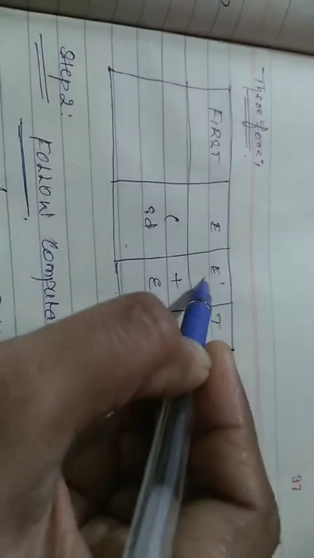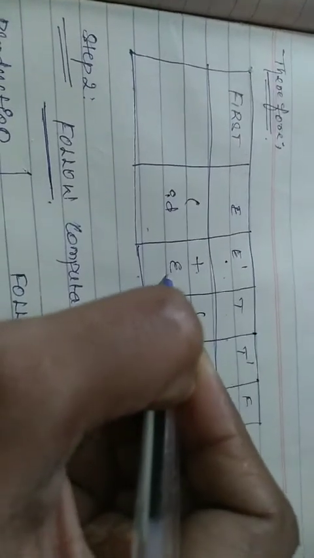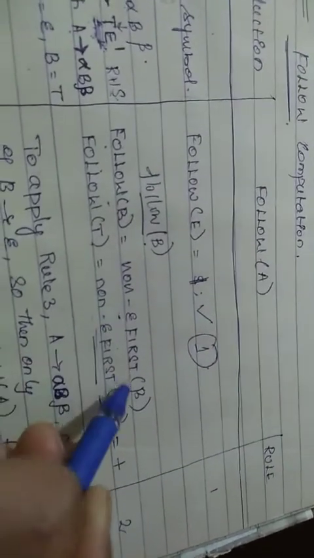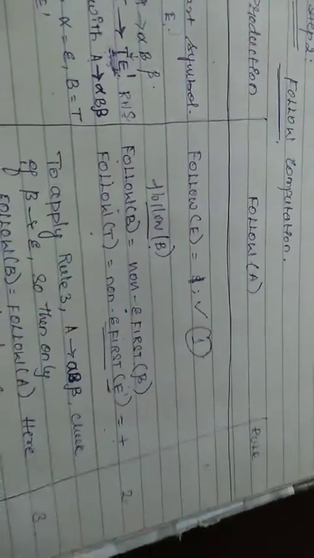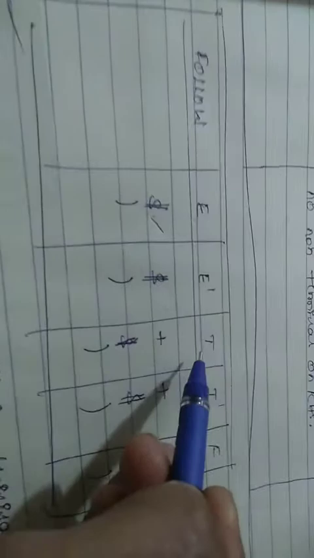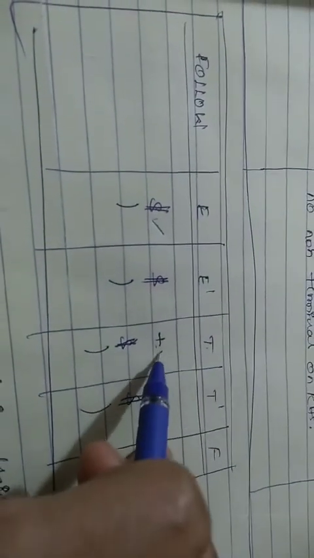What is first of E dash? First of all, look at the first table of E dash. You have plus and then epsilon. Which is non-epsilon here? Plus. So the non-epsilon content is only plus. So you have to include plus in the follow of T. Where is follow of T? Here, no? Follow of T. So I have included plus. Right? Next.